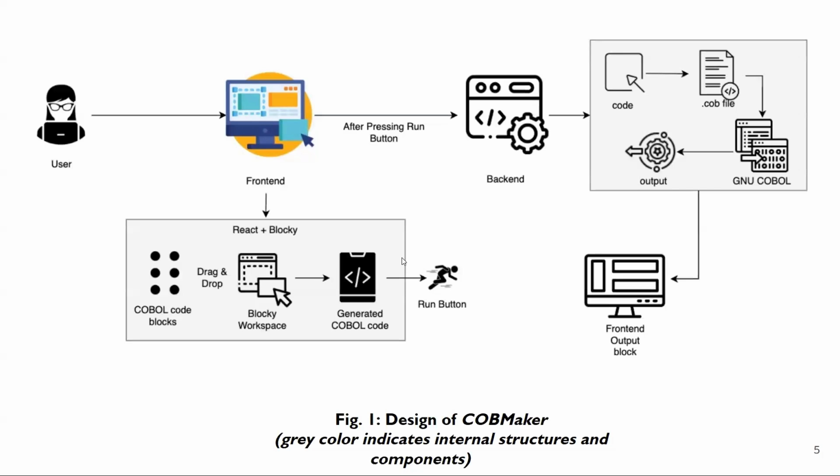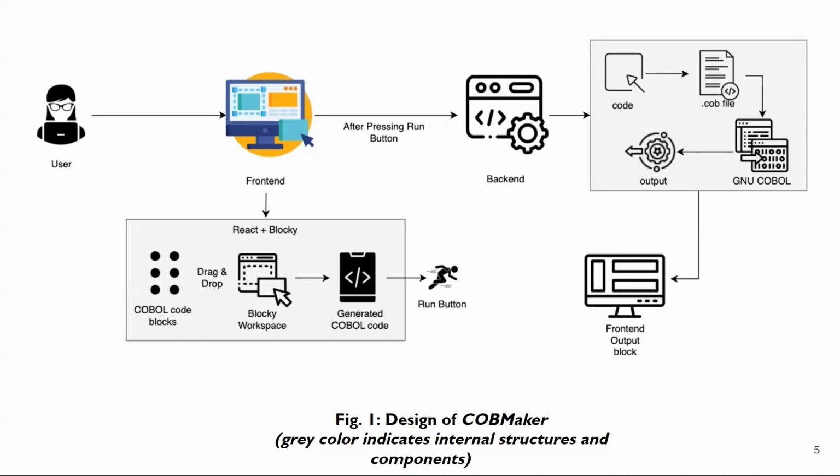The user interface of the tool consists of three sections: the left section, the middle section, and the right section. The left section consists of COBOL syntax divisions, and each division consists of several different COBOL syntax blocks. The middle section is used for drag and drop, and the right section consists of the Run COBOL button, the generated COBOL code section, and the output section.